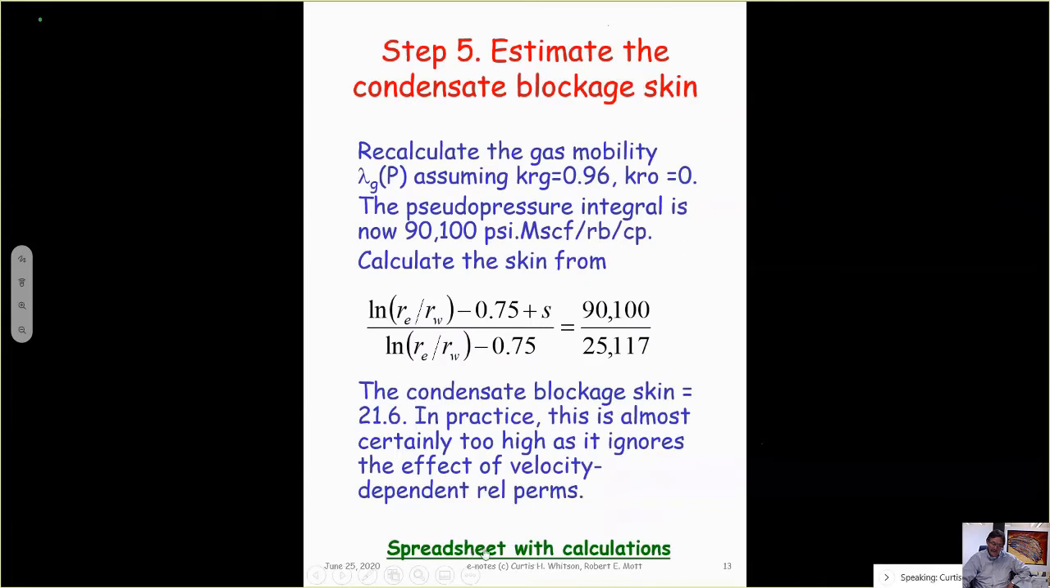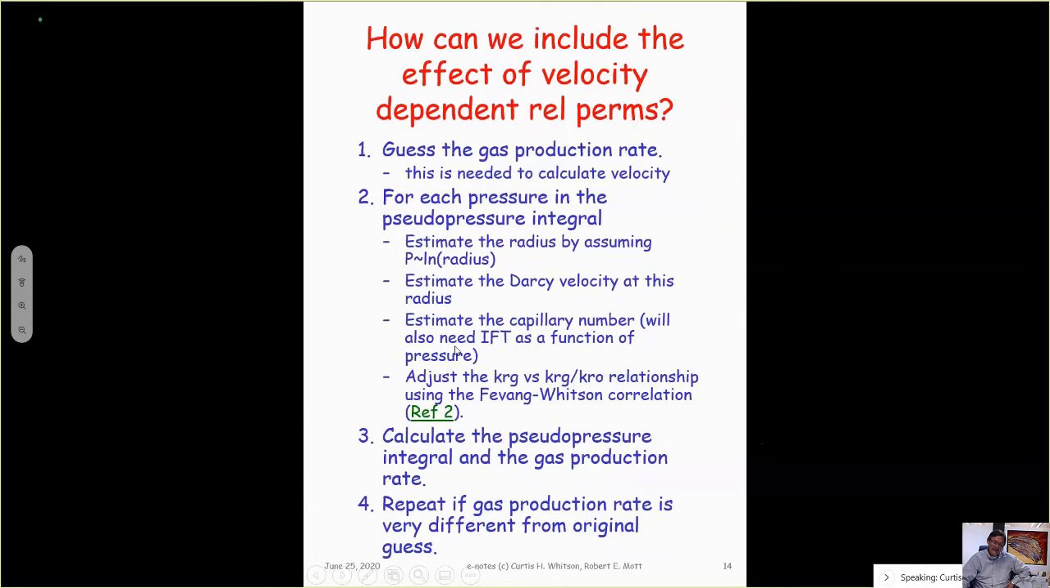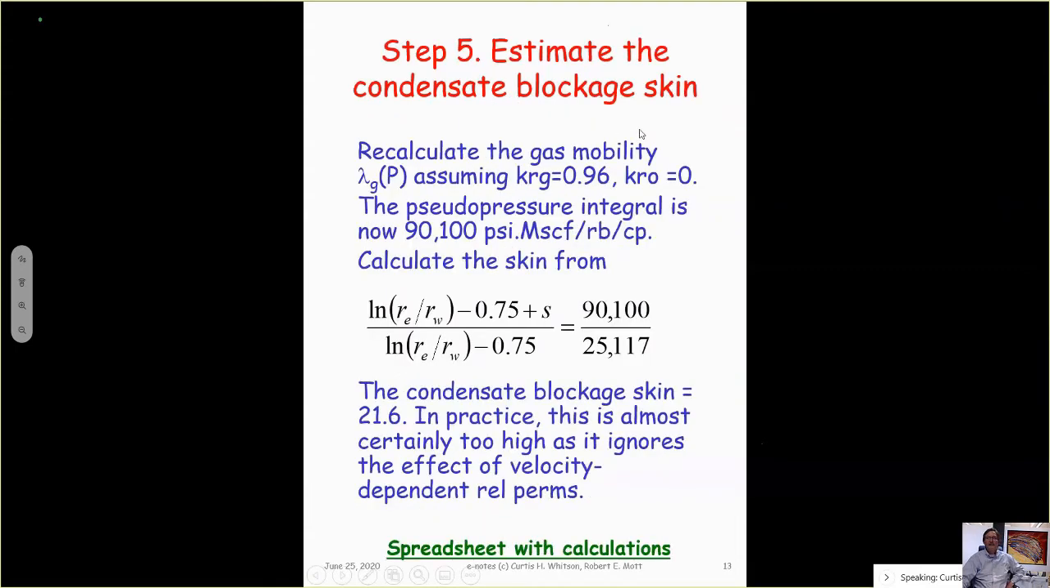And then the spreadsheet with all these calculations is given here. Then he's got some questions here. How can we include the effect of velocity dependent relative perms? We haven't really talked too much about that, so let's come back to that again later. But this is I think just a great example that you can actually go through and make the calculations, compare it with the simulator, and prove to yourself. And clearly, if you just use zero skin, ignored it, you're going to get way too much rate.